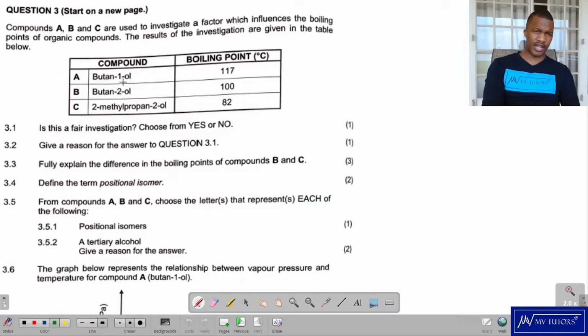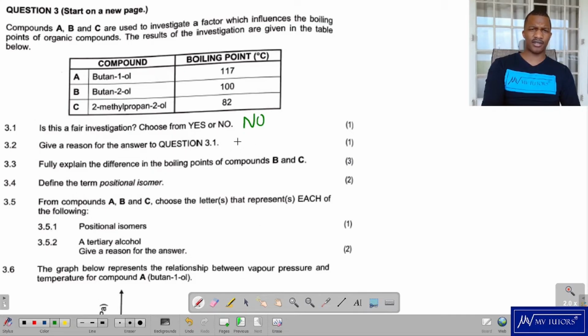These two are isomers, and they look like positional isomers because the functional group is on 1 there, and on 2 over there. But between B and C, these are not. These are chain isomers, meaning they have the same molecular formula, but not the same positions. So let's go for no. Give a reason for question 3.1.